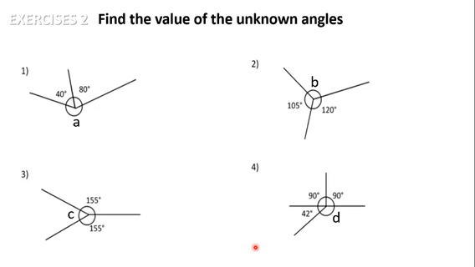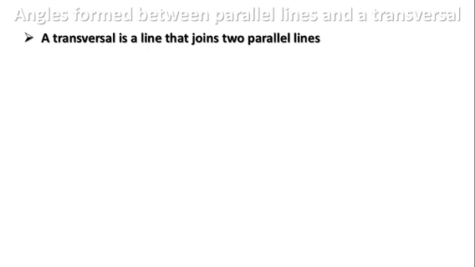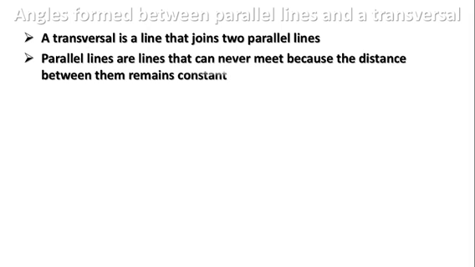Then we move on to angles formed between parallel lines and a transversal. We haven't done this in class, so I want everybody to listen as attentively as possible. First thing I'll inform you is that a transversal is a line that joins 2 parallel lines. Anytime you see a line that joins 2 parallel lines, that line is called a transversal. But what are parallel lines? They are lines that can never meet, because the distance between them remains constant.